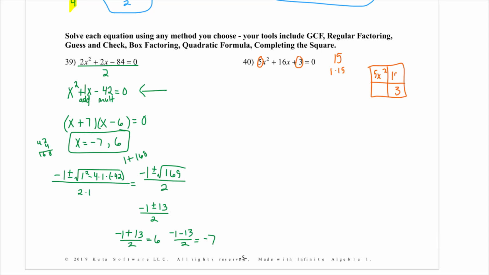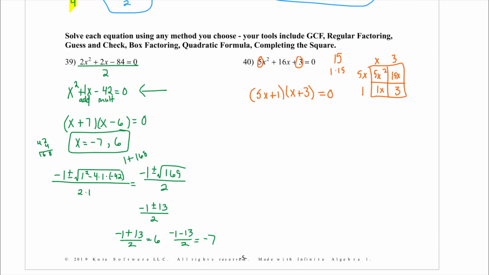So I'd put 15x in one of these spots and 1x in the other. I'd look at what's in common on the top two, which is 5x. Nothing in common on bottom here, so we'd put 1. I'd look here on the left, they have an x in common, and here on the right, they have a 3. Remember, you can check by trying to multiply this back out and seeing if it gives you what's in the box. So my answer is 5x plus 1 and x plus 3.